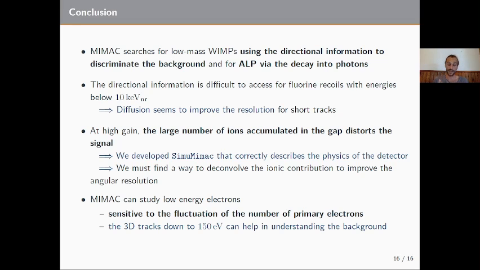Also, at high gains, so to see the low energies, there are many ions produced in the avalanche, and they will induce a signal on the anode, and they will elongate the track. And now we have a simulation tool that is able to describe it and that agrees with the measurements. So the next step is to deconvolve this ionic contribution and see if we can improve our angular resolution. And finally, MIMAC can describe in 3 dimensions low energy electrons down to 150 electron volts, and we are sensitive to each primary electron. So we say that we could help in understanding the background in a detector.